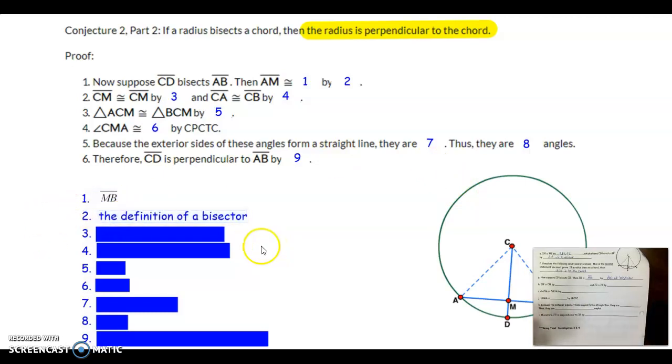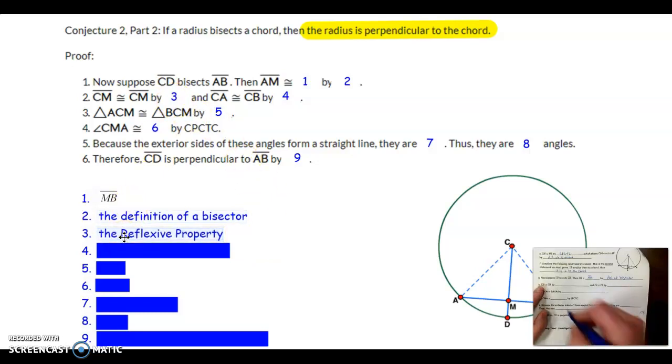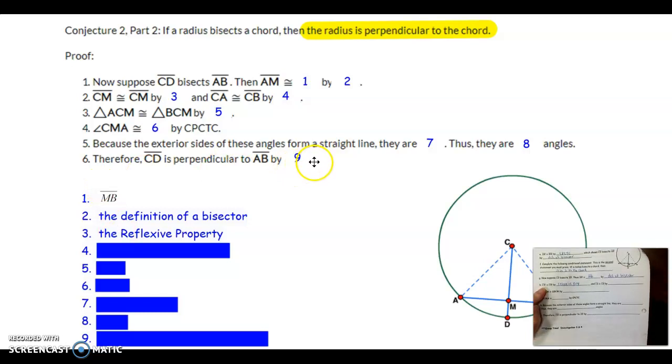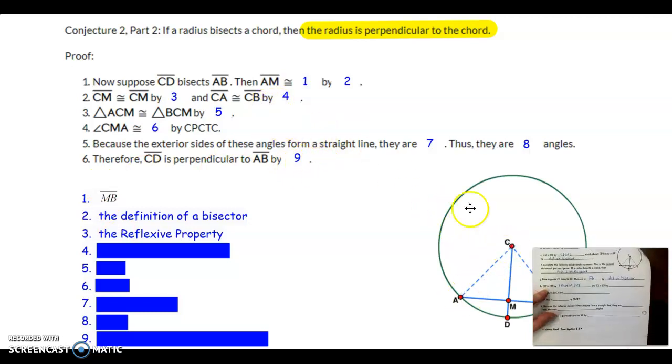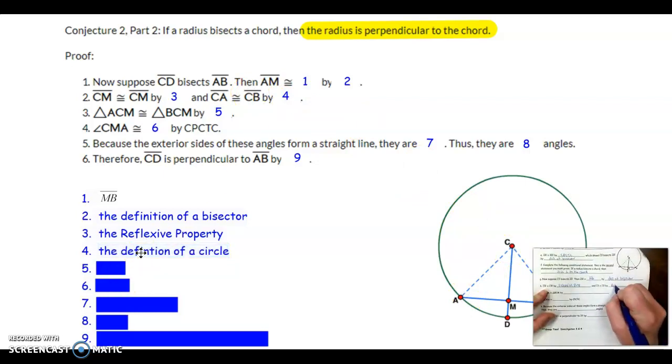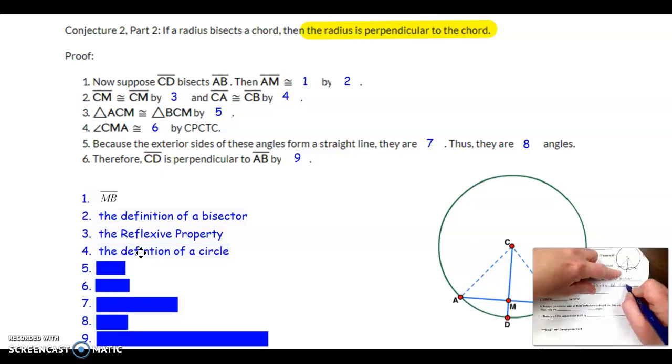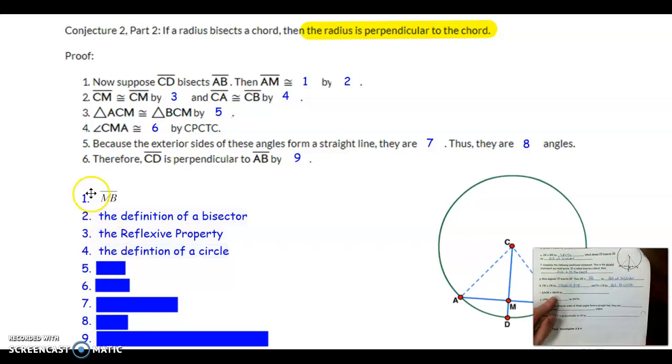Step 3 says we know CM is congruent to segment CM, again, by the reflexive property. So that would be your next blank in your notes, reflexive property. And we know CA and CB are congruent segments. Again, those are radii of the circle, so we know they're congruent by the definition of a circle. Remember, a circle is a set of all points equidistant from a given point. The given point is the center, the given distance is the radius.